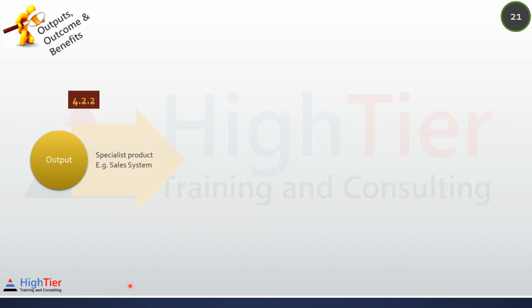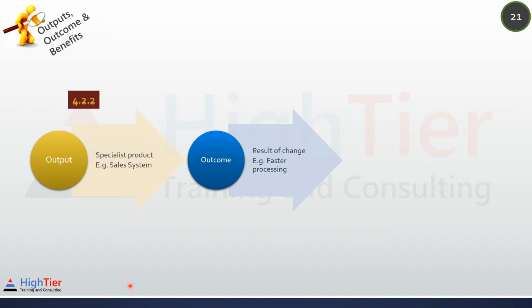Let's look at the next terminology. An outcome is the result of the change derived from using the project's output. Example, faster processing. It is the ability to do something different. There is a change from manual sales system to computerized sales system. The result of this change is that the queries can be processed faster.